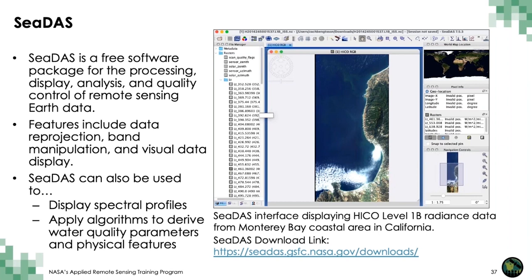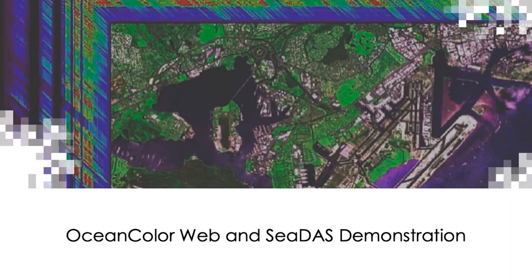And CDAS can be downloaded on Mac, Windows, and Linux machines, so you shouldn't be limited by whichever computer you have. So within CDAS, you can easily open data products from a variety of NASA sensors, reproject data, export data as new file types, manipulate bands, and visualize data. Particularly relevant to this training, you can display spectral information of each pixel and apply algorithms to derive things like water quality and classify physical features like bottom reflectance and bathymetry. So now that you're a little bit more familiar with the tools that we're going to be using, I'll go ahead and move on to the demonstration.